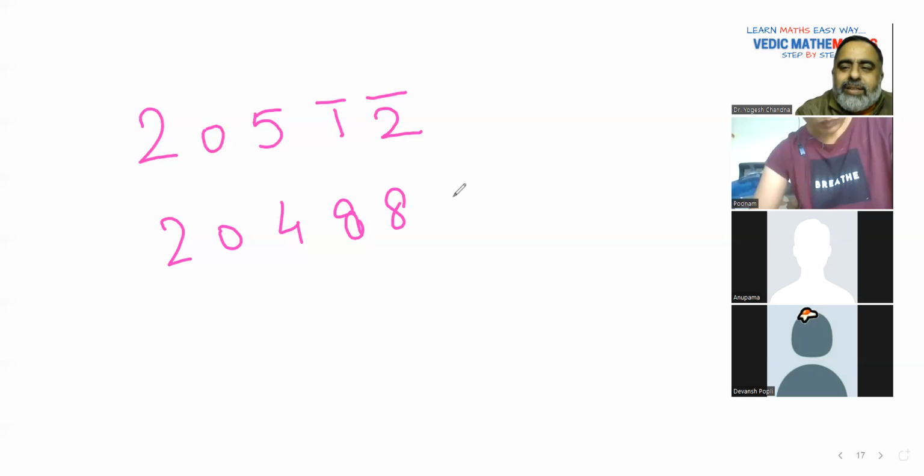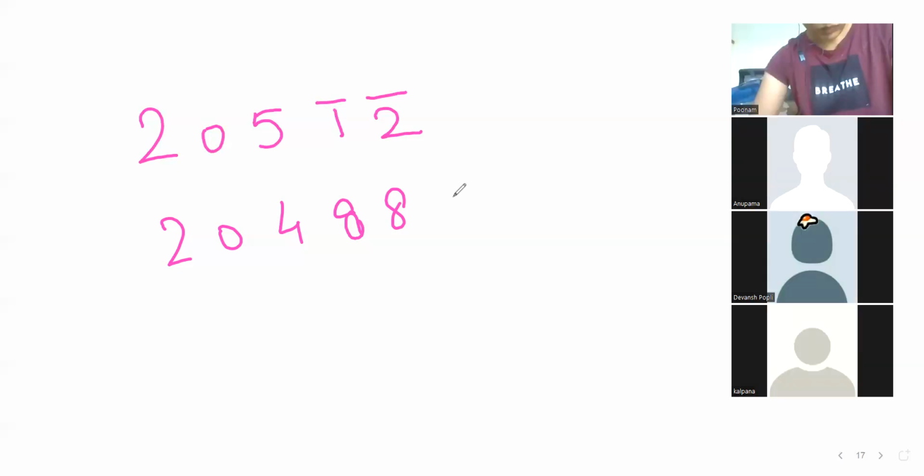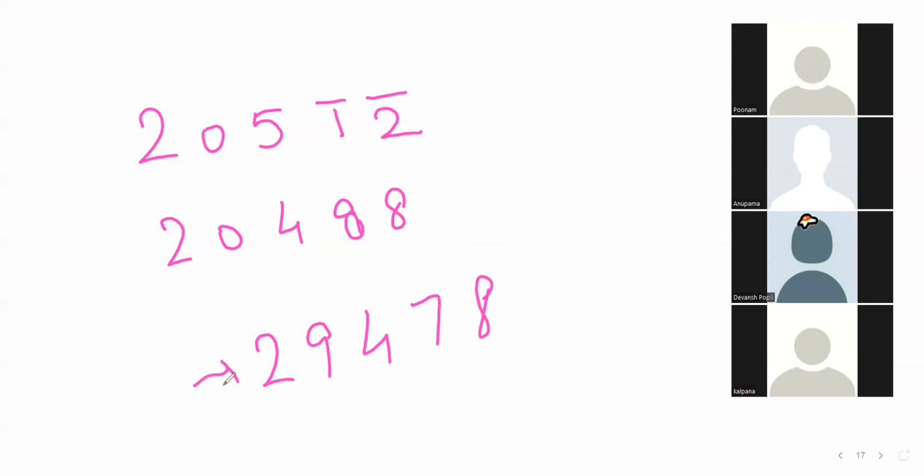How big? I got something, but I think it's wrong. I got, sir, 29478. Yes, sir. Achha Kalpana. Sir, 9488. Right? 9488, sir. Where is 2 gone?